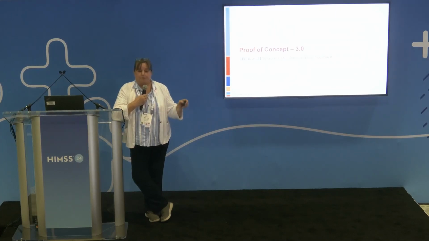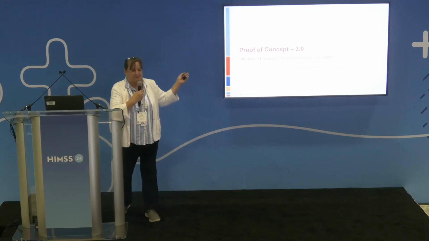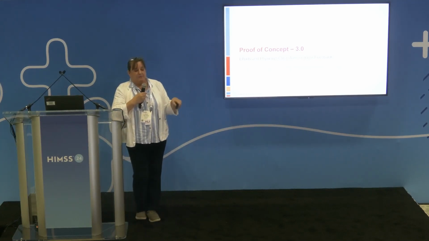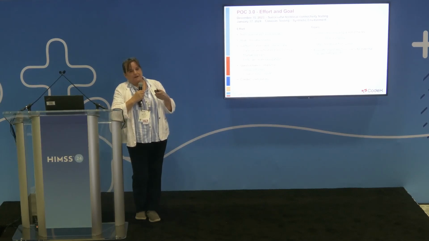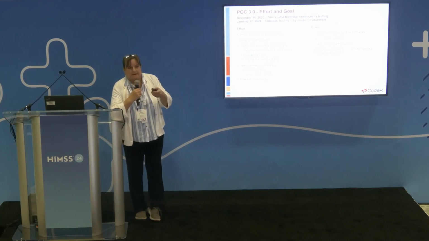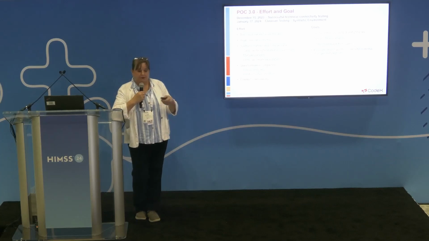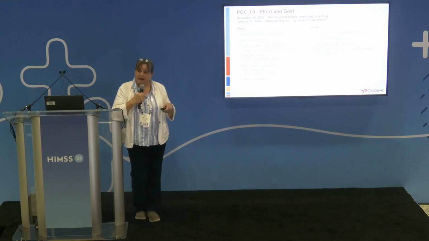So our proof of concept 3.0, that's coming up. Well, we just had the 3.0, 3.0 was in January. And we did get some clinician feedback. Again, we used the test environment, but we did use real clinicians. We used synthetic data with data that was refreshed every 24 hours. That was a shortcoming of the Varian FHIR server vendor that they're correcting. They're changing it so that their FHIR server is updated real time.